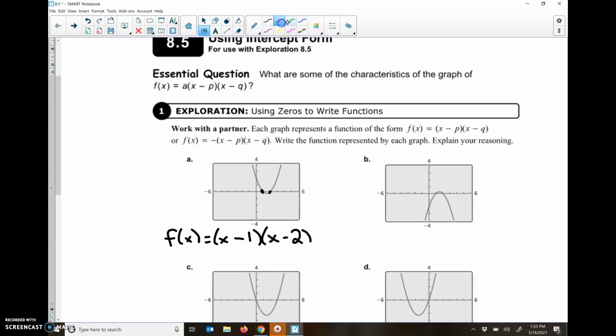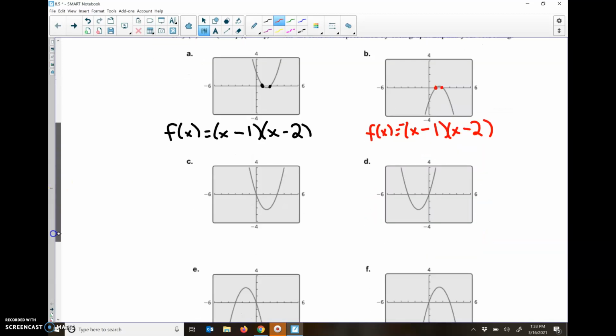Okay, same thing here. We have f of x equals x minus one of our intercepts and the other intercept. It looks like our intercepts are positive 1 and positive 2. Except since this one is facing down, I should have a negative sign out in front, which just looks like another part of the equal sign. So negative x minus 1 and then x minus 2.